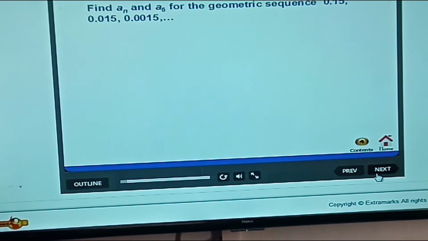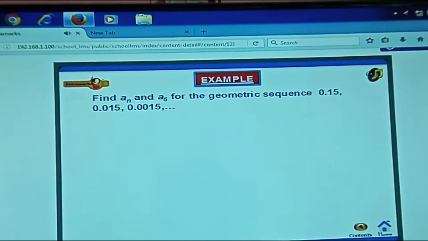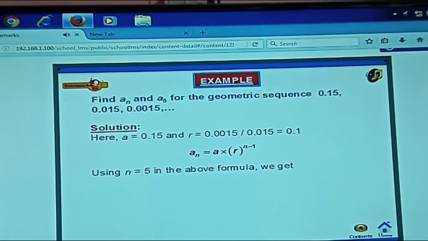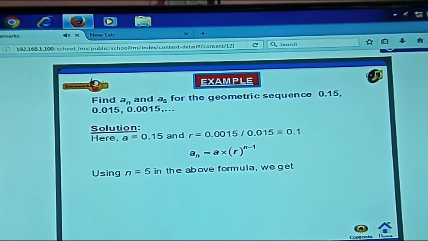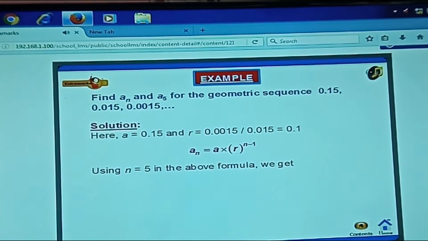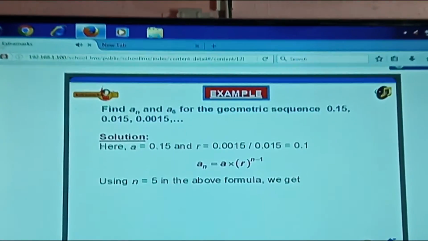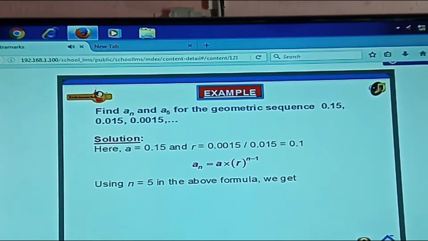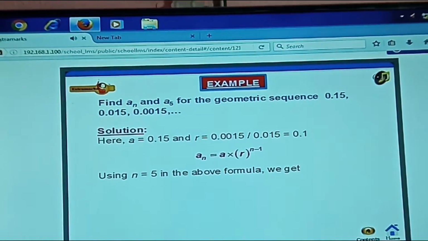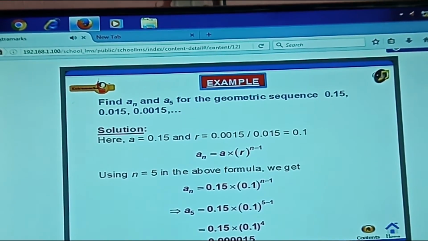Let us now find out the terms an and a5 for the GP given here. Here we see that the first term is equal to 0.15 and common ratio is equal to 0.1. The term an is given as shown here. Putting n equal to 5 in the above formula, the value of term a5 can be calculated as shown here.